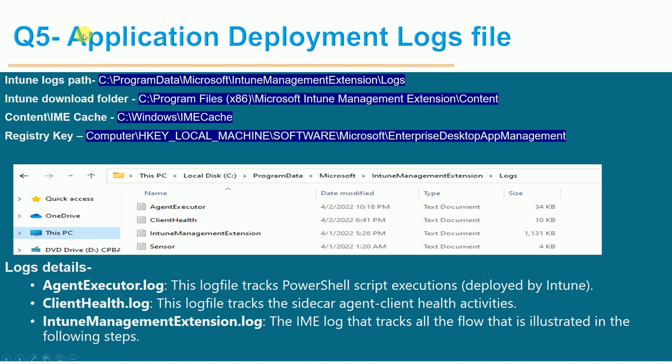So here is the path if you want to track whether the package is downloaded or not. Here is one more thing, the registry key. If you would like to check the package deployment status with the registry key, you can go here and check the registry key status. Now this is the log detail here about the other logs, like the agent executor.